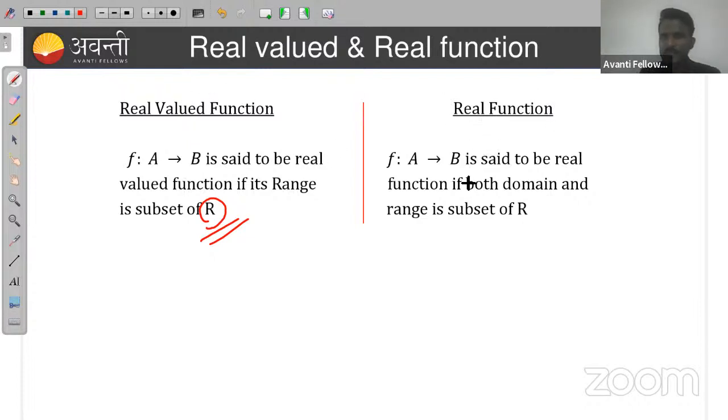But what do you mean by a real function? A real function is one where both domain and range are subsets of R. In a real valued function there is no restriction on the domain, but a real function means the input is a subset of R, and the set of all the outputs is also a subset of R. In that case, it's called a real function. I hope this is clear to you.